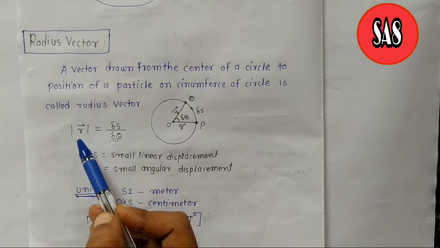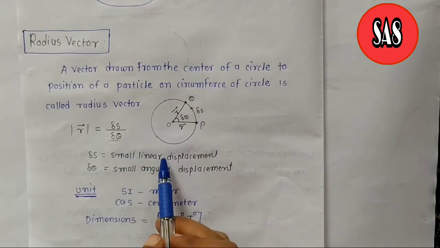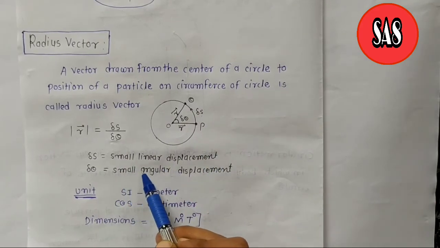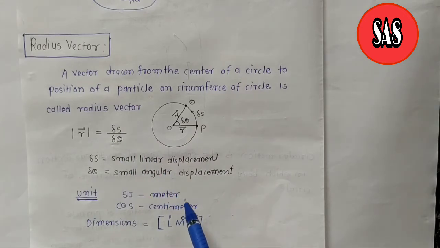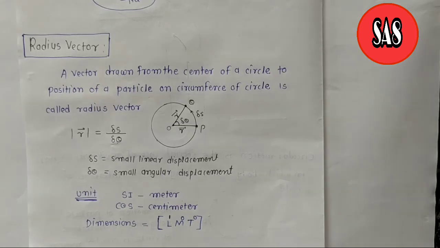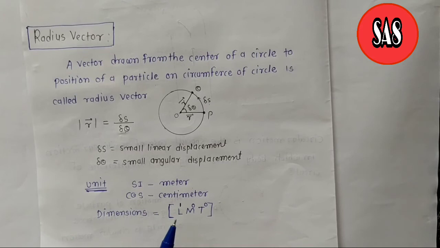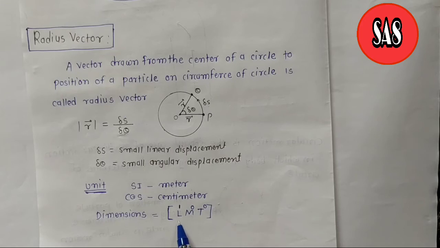This radius vector is denoted by r bar, which is equal to delta s upon delta theta, where delta s is a small linear displacement and delta theta is a small angular displacement. The SI unit of the radius vector is the meter and the CGS unit is the centimeter. Dimensions: when we write the dimensions of any quantity, we use the format of length, mass and time. Here there is no mass term or time term, only displacement, therefore L raised to 1, M raised to 0 and T raised to 0 are the dimensions of the radius vector.